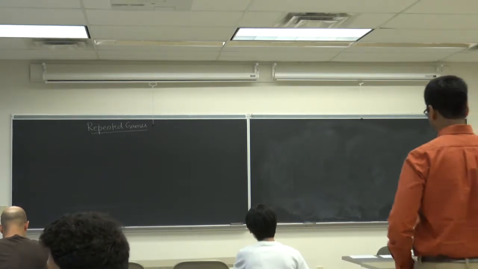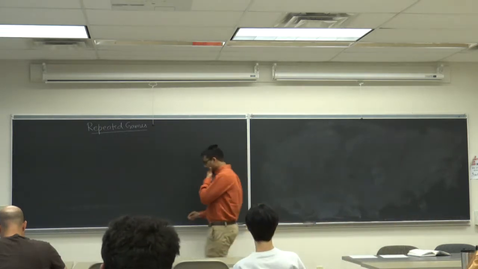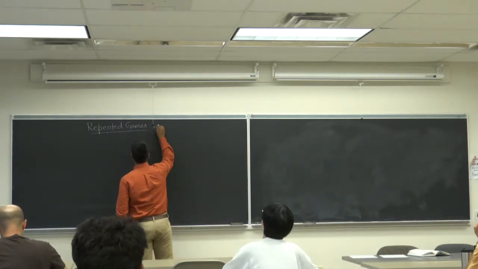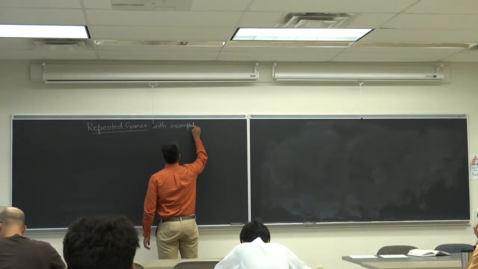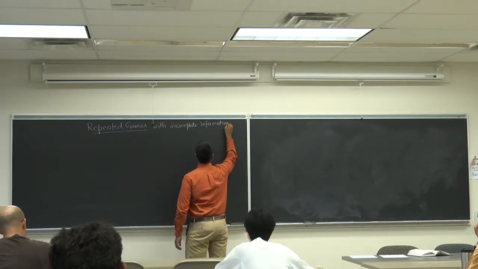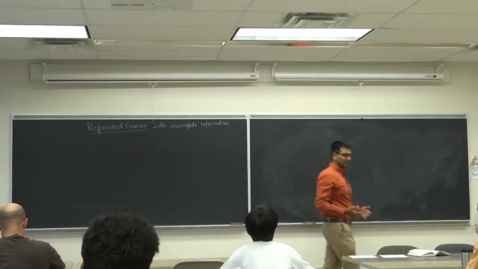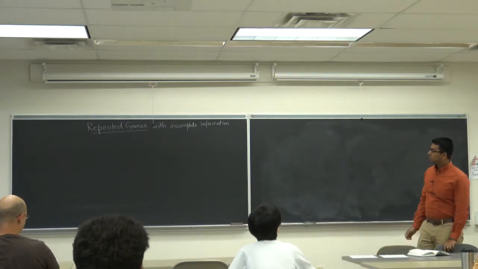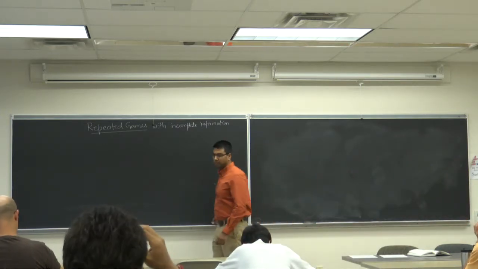Okay, so let's get started. Today's topic is repeated games with incomplete information. I am teaching this topic through a democratic process. Last time we did a poll and people want to know what repeated games with incomplete information looks like. So I want to start with three examples.